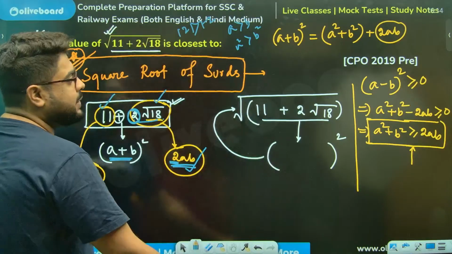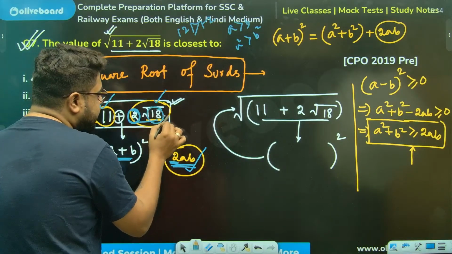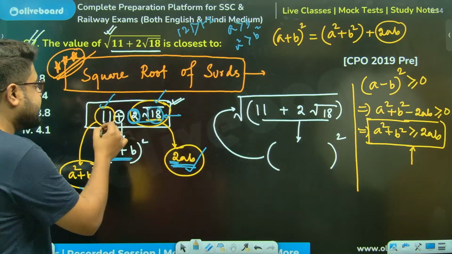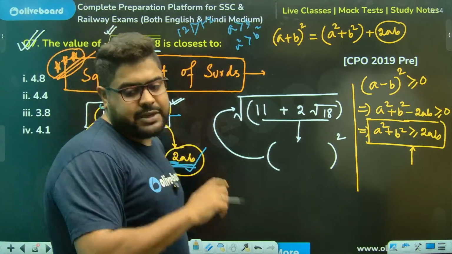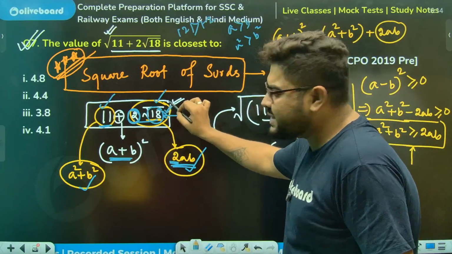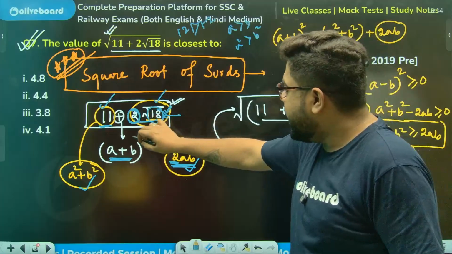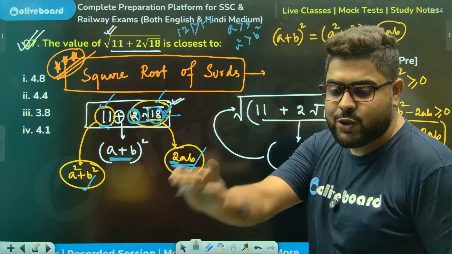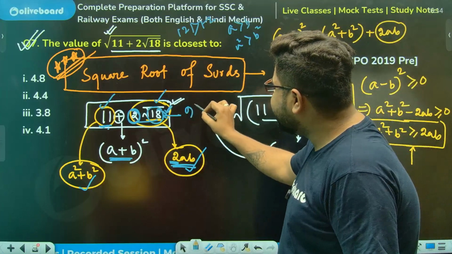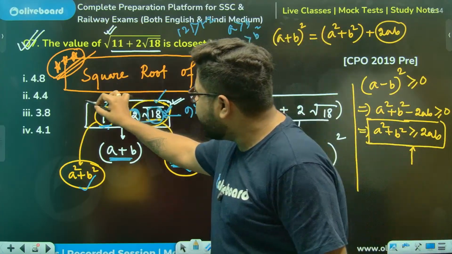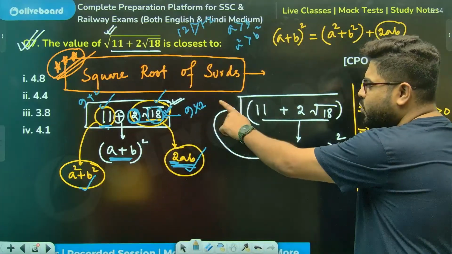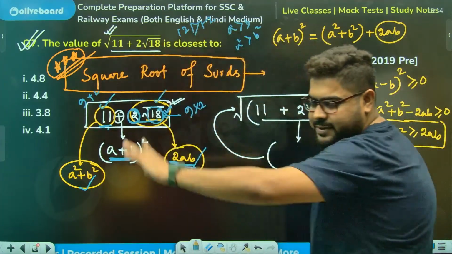Now, a very simple thing. Two numbers' multiplication is 18 and their sum is 11. Tell me the numbers. Which can be those two numbers? I can say, sir, 9 into 2 is 18, 9 plus 2 is 11. Can you see? 9 into 2, 18, 9 plus 2, 11.